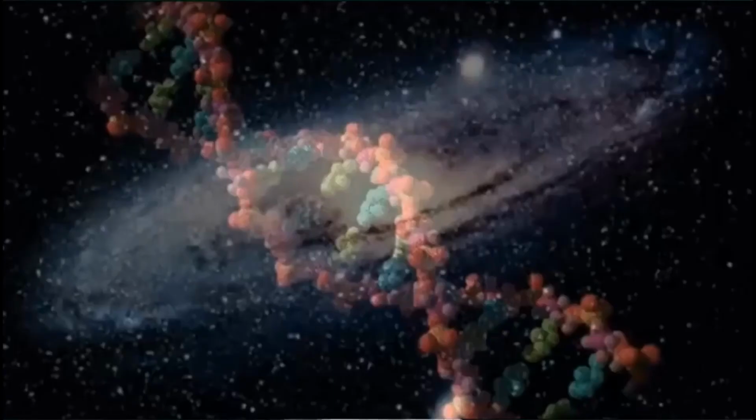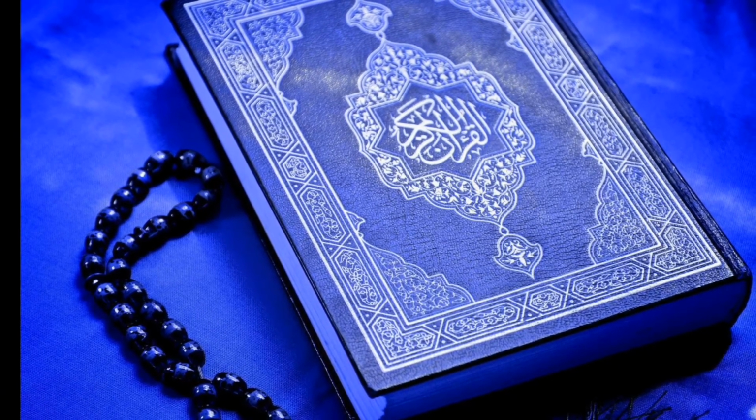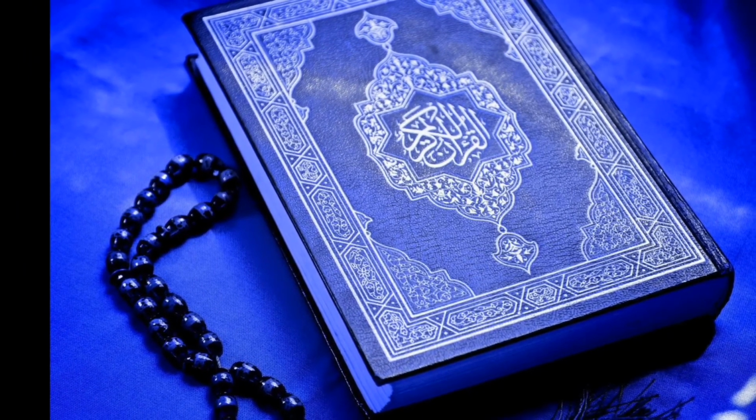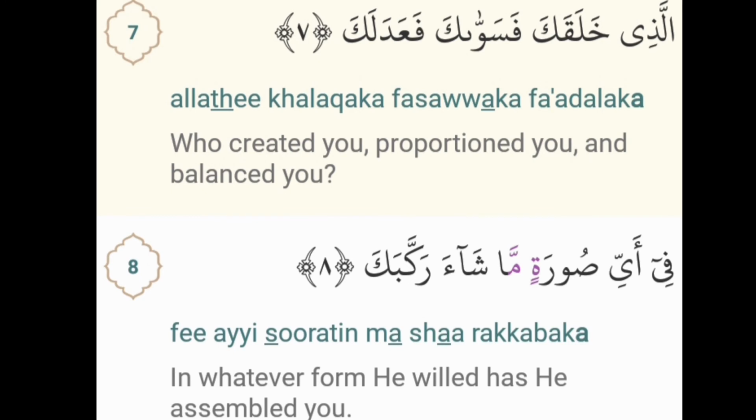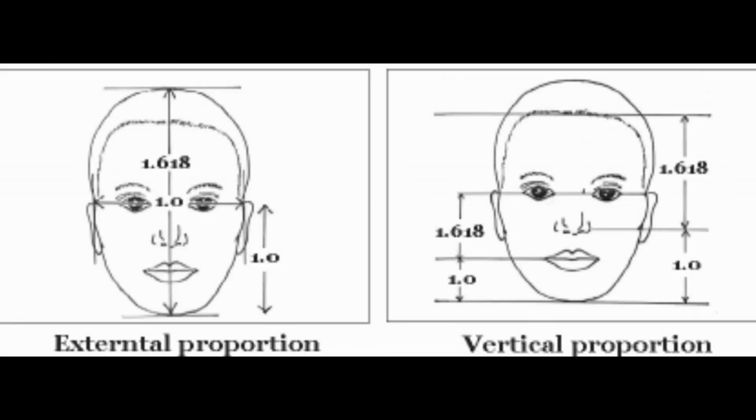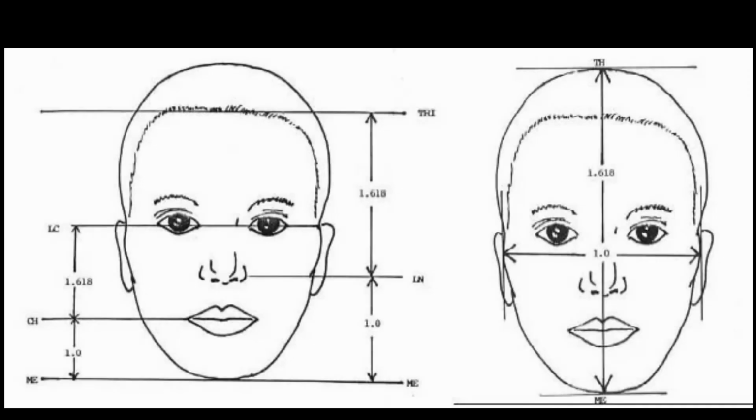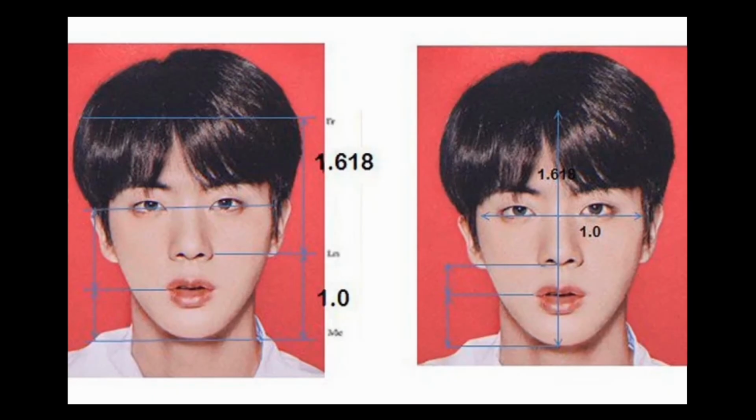And speaking of which, I think it's interesting that the golden ratio also comes up in the Quran. Allah says in the Quran, "Who created you and perfected you and made your body composition balanced in whatever form He wills. He arranges your body." Surat Al-Infitar 7-8. Face length divided by face width equals 1.618. Mouth length divided by nose width equals 1.618, etc. All of which produce the golden ratio number.